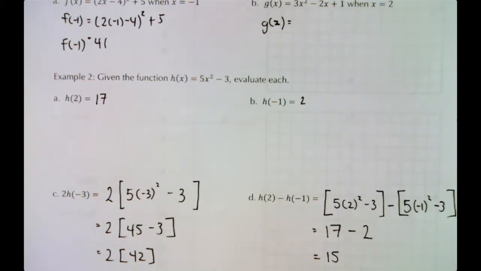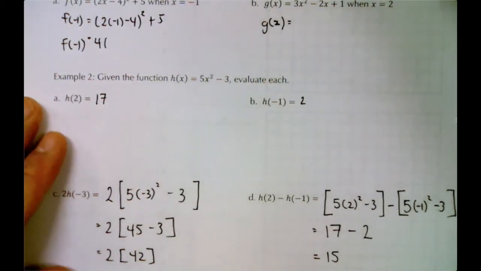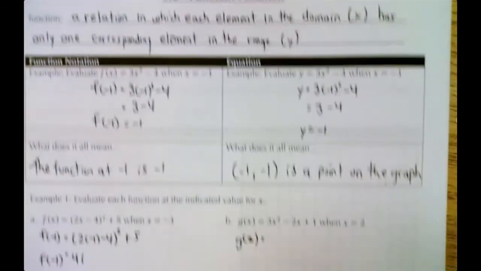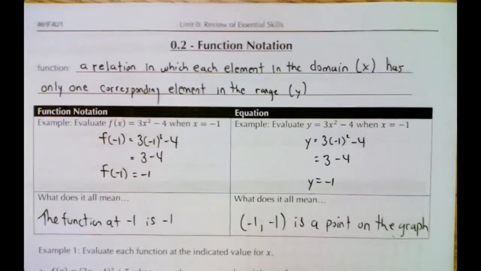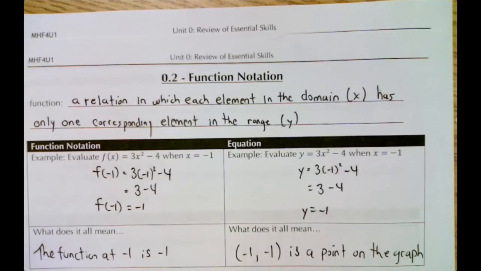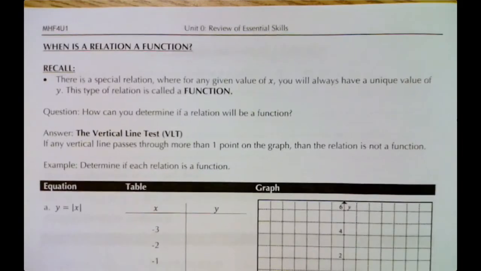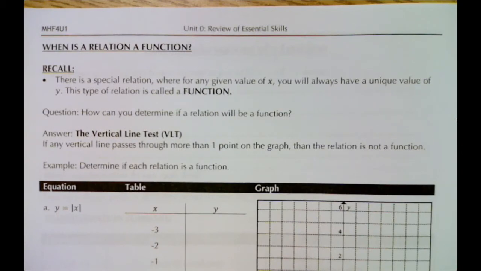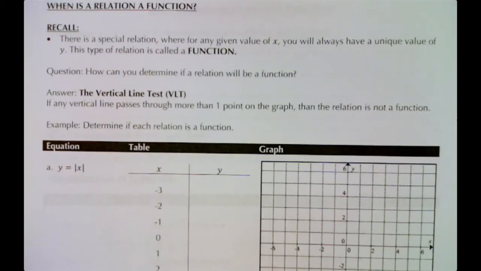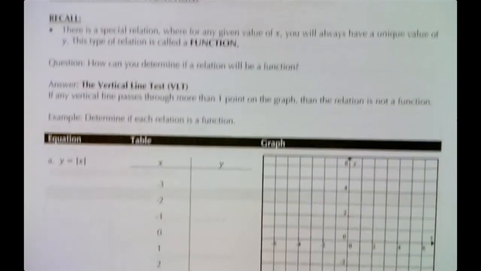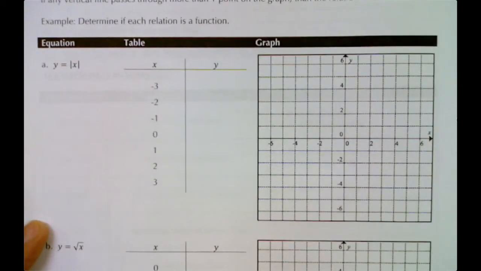One last thing about functions. When you have a graph of functions, in order to show or demonstrate that it is a function and not a relation, we have a test, and it's called the vertical line test. When is a relation a function? Well, a relation is a function when it passes the vertical line test. How do we do the vertical line test? Well, let's do a review of an example that passes and an example that doesn't.